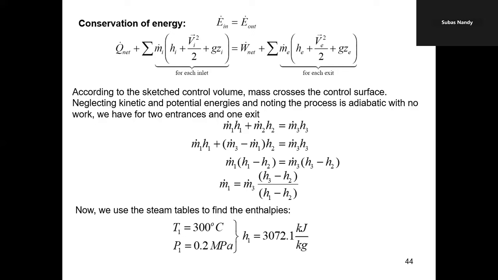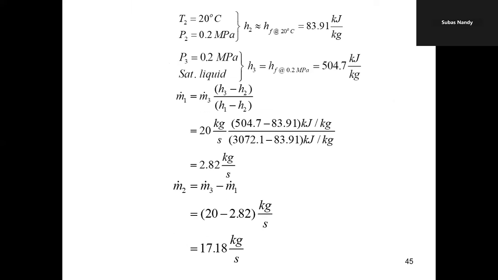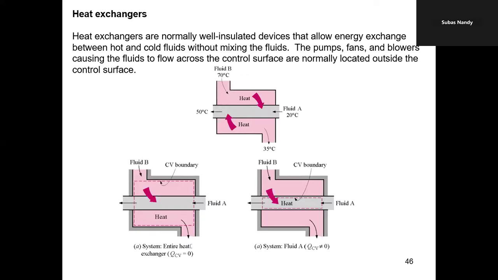And then we find H1 from the temperature and pressure conditions, and so forth. We find H2 also. So basically we need to find H1, H2, H3 from the steam tables, plug them in, calculate M1 dot, and then M2 dot is equal to M3 dot going out minus M1 dot. Okay, so here you go.